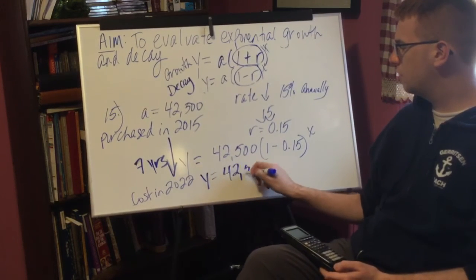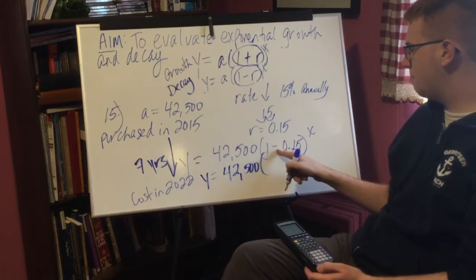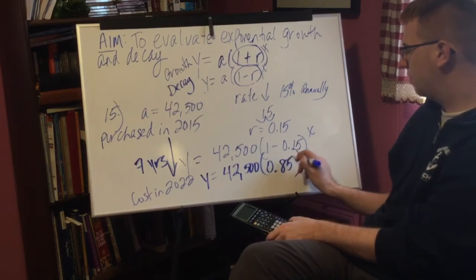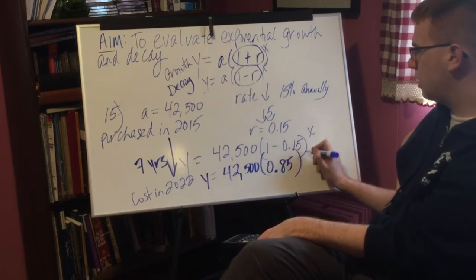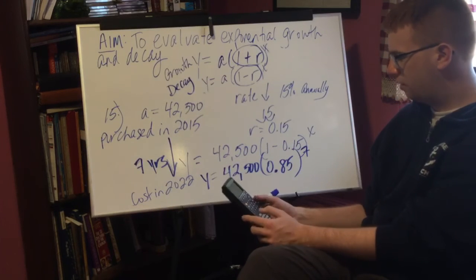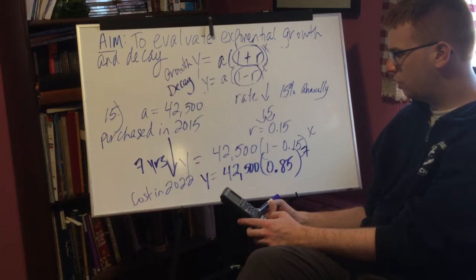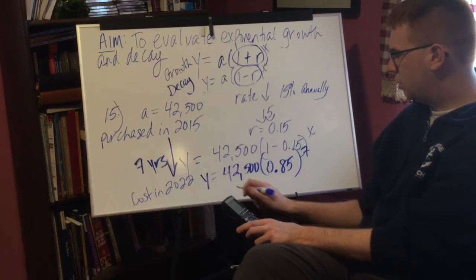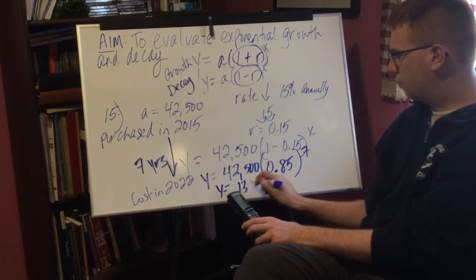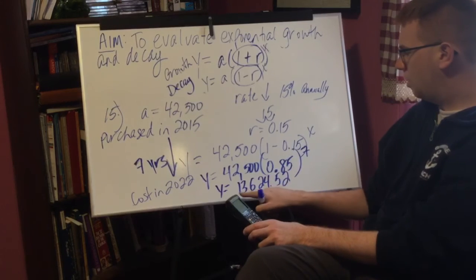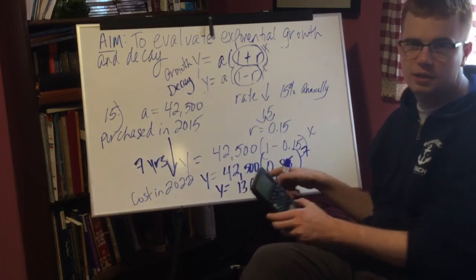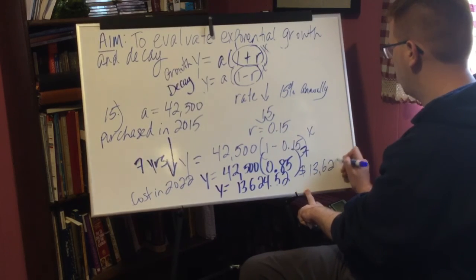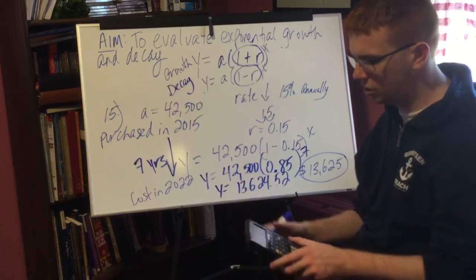Y equals 42,500 times 1 minus 0.15. So instead of putting that, I'm just going to condense that and put 0.85. And I'm raising it to the number of years, so I'm going to raise it to the 7th power since 7 years have gone on. Do all the calculations on here. 42,500, open parentheses, 0.85. Raise that to the 7th power. And the output would be $13,624.52. It says rounded to the nearest dollar, so I'm going to round up and I'm going to make that $13,625. That would be the nearest dollar. That's how much the car is going to cost in 2022.